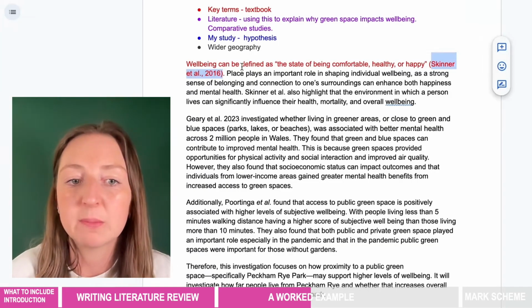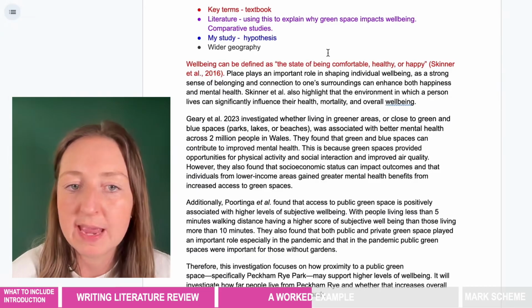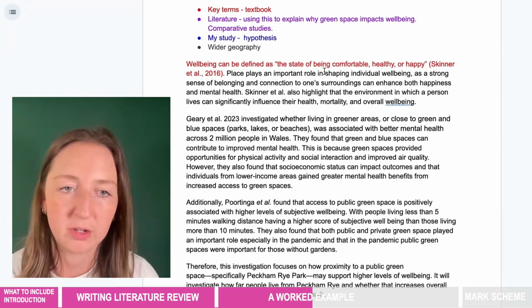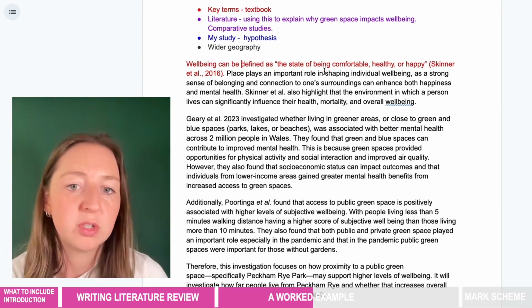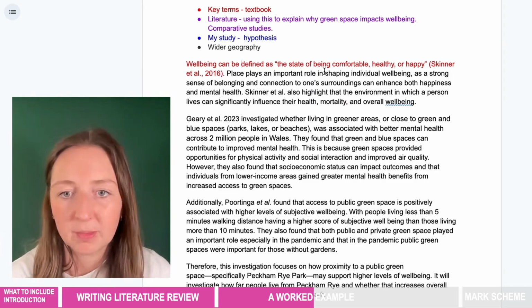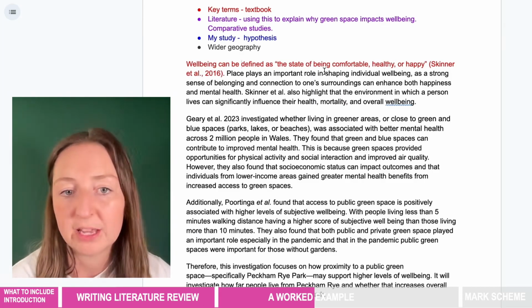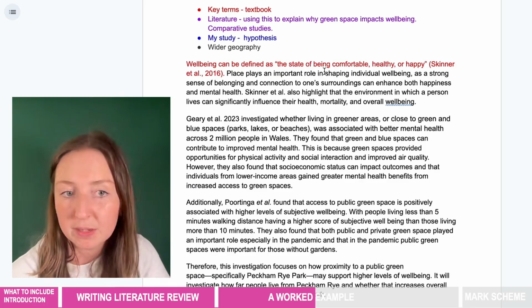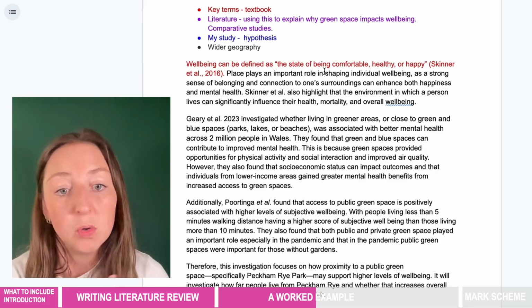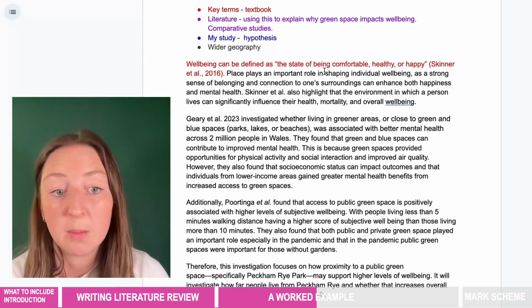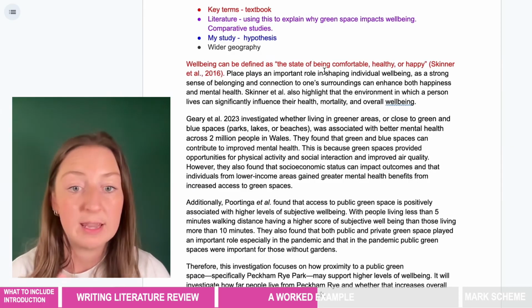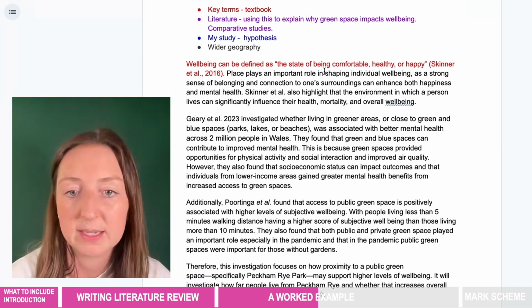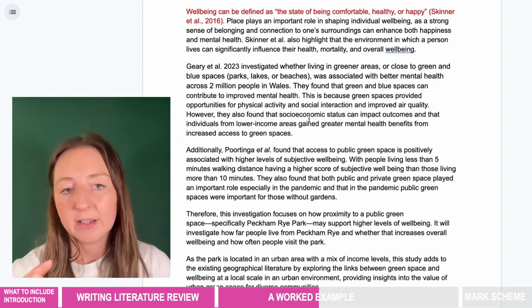Next, I'm starting to explain how place might impact well-being, and this is using the information I've understood from the textbook. Place plays an important role in shaping individual well-being, as a strong sense of belonging and connection to one's surroundings can enhance both happiness and mental health. Skinner et al. also highlighted that the environment in which a person lives can significantly influence their health, mortality, and overall well-being.